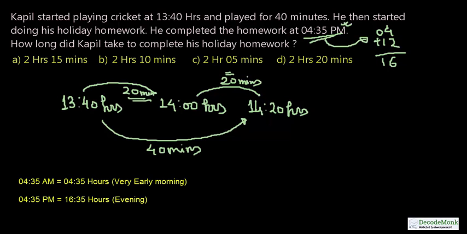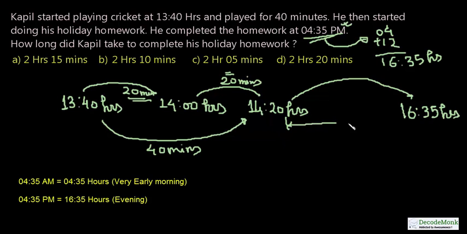Let me tell you over here, 4:35 AM is simply 4:35 hours. It's 4:35 in the early morning, and 4:35 PM means 16:35 hours. It's in the evening, so it's 16:35 hours. So we can say that Kapil completed his homework at 16:35 hours. So we need to find out this particular duration.